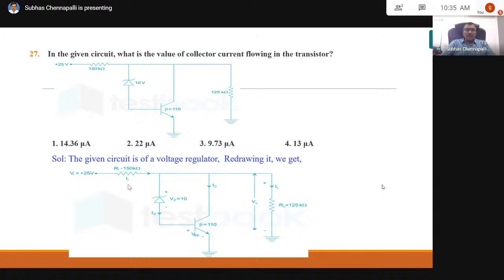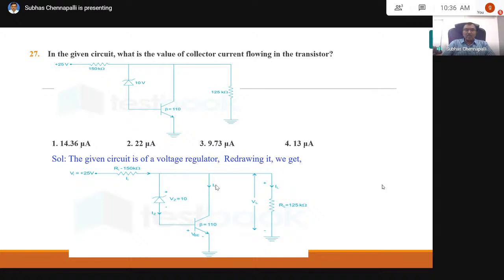So I will call the current going through 150 kilo ohms I1, and this I will take as RL. Then the VZ given is 10 volts. The current through the Zener I take as IZ. Then the current through the collector is IC, then collector to load is IL.